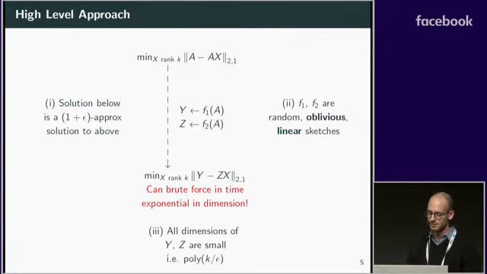And finally, if the dimensions of y and z are small, so polynomial in k over epsilon, then we indeed get this time that's exponential in poly k over epsilon.